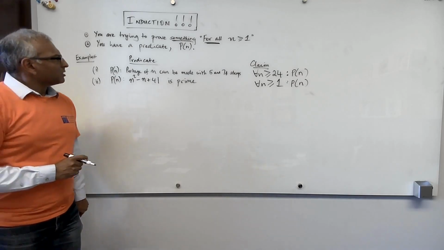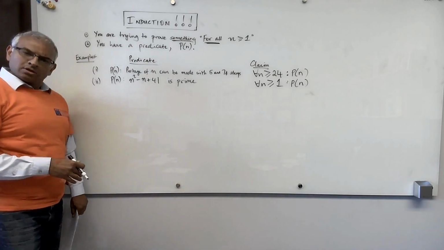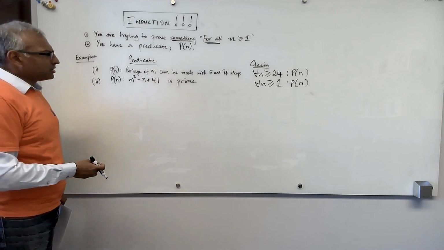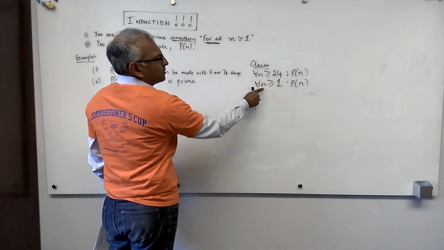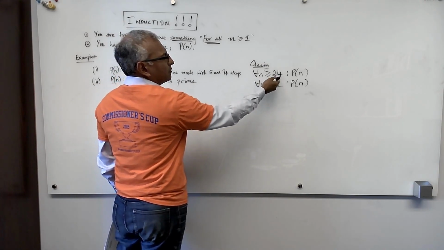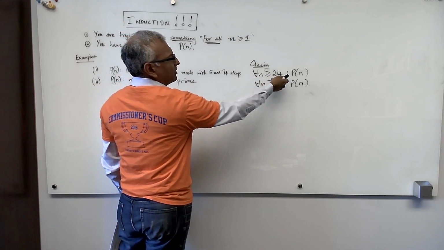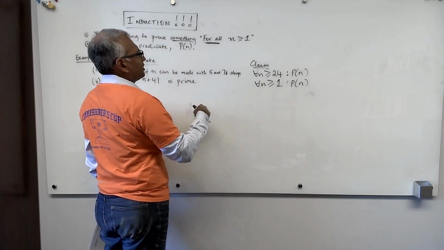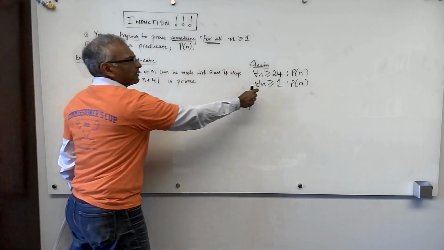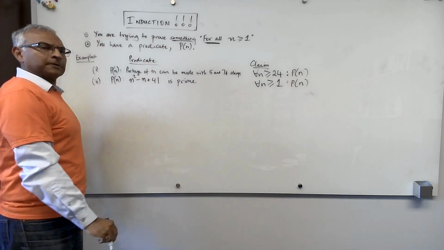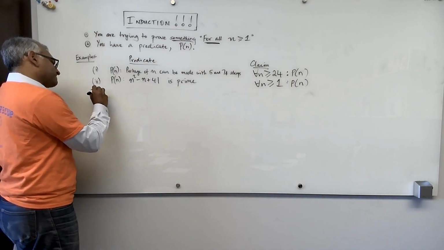Now, when you look at my 2 criteria for induction to be a plausible approach, you will see that I'm trying to prove something for all. Here's the for all. In this case for all n bigger than or equal to 24. In this case for all n bigger than or equal to 1. But there's a for all. And we have a predicate, P of n.